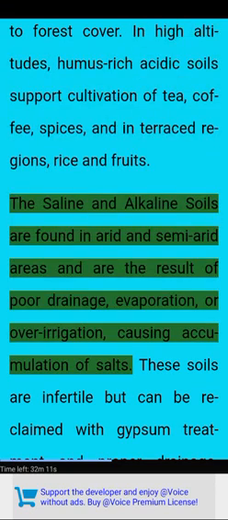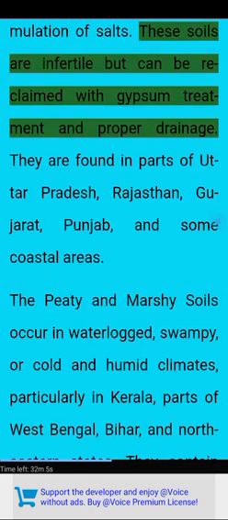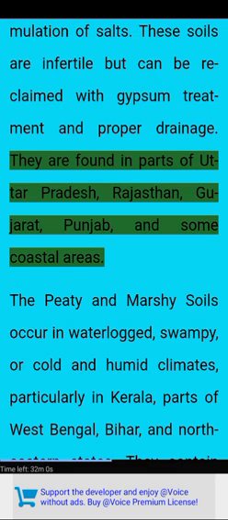The saline and alkaline soils are found in arid and semi-arid areas and are the result of poor drainage, evaporation, or over-irrigation, causing accumulation of salts. These soils are infertile but can be reclaimed with gypsum treatment and proper drainage. They are found in parts of Uttar Pradesh, Rajasthan, Gujarat, Punjab, and some coastal areas.